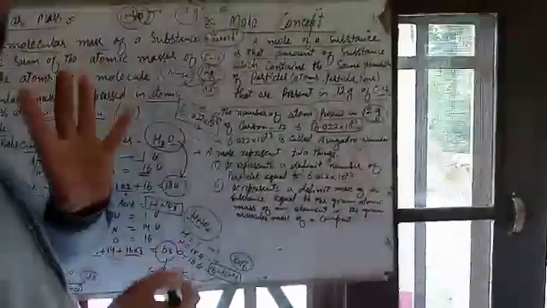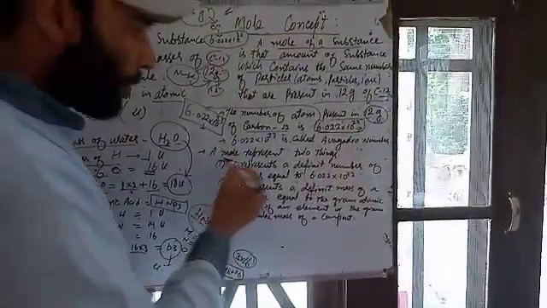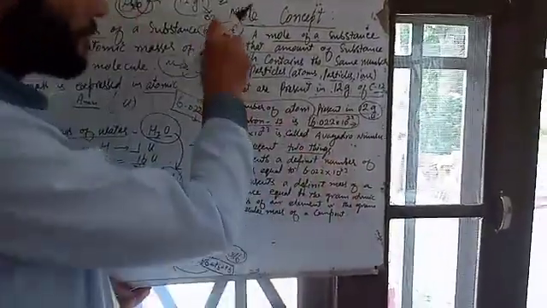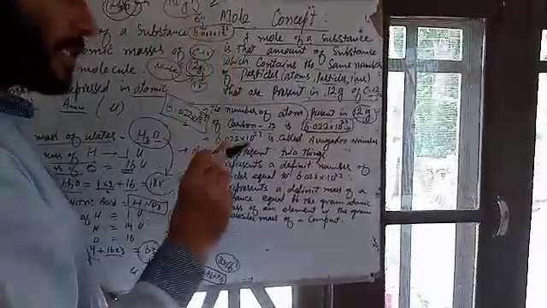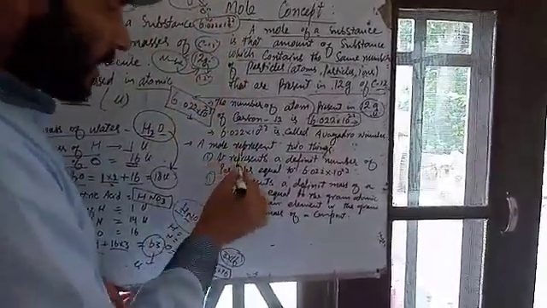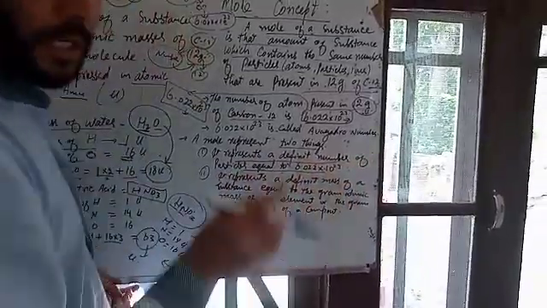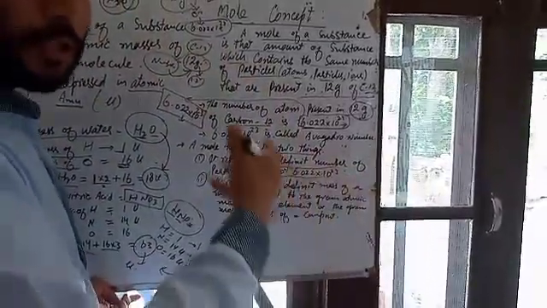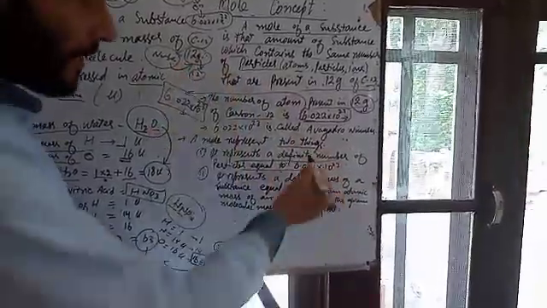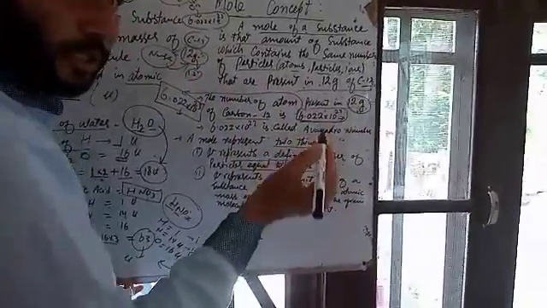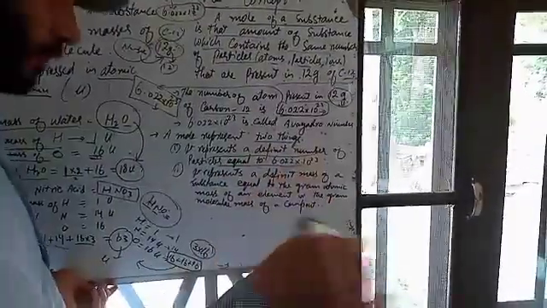And this number is known as Avogadro's number. Next, a mole represents two things. Number one, it represents a definite number of particles equal to this number. It shows the quantity. That means it is 6.022 × 10^23 atoms, ions, molecules, whatever.